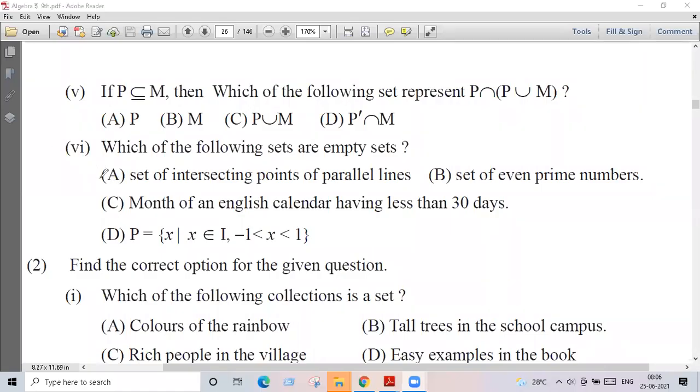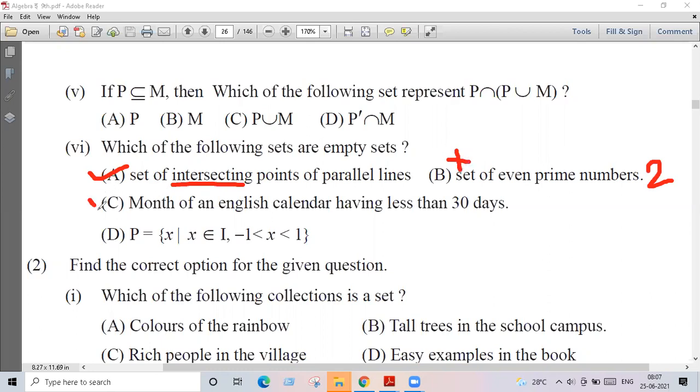Okay, so let's see guys. Set of intersecting points of parallel lines. So this is your null set or empty set because parallel lines do not intersect. Okay, so this is your empty set. Then next is set of even prime numbers. So we have the even prime number, that is 2. So set B is not an empty set.